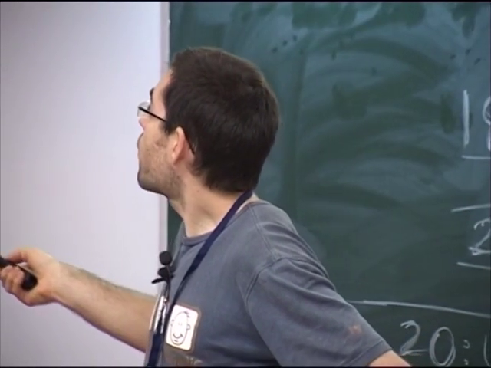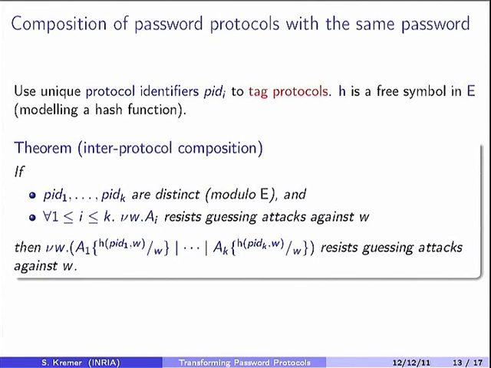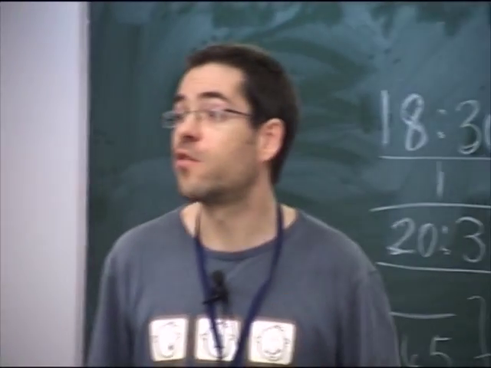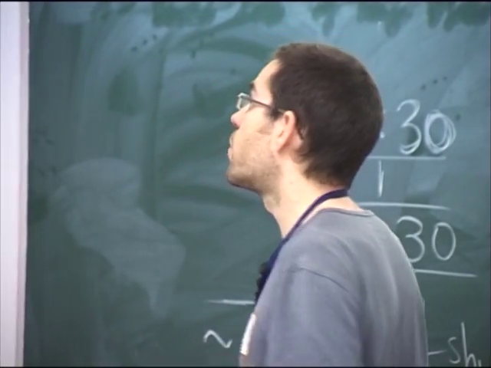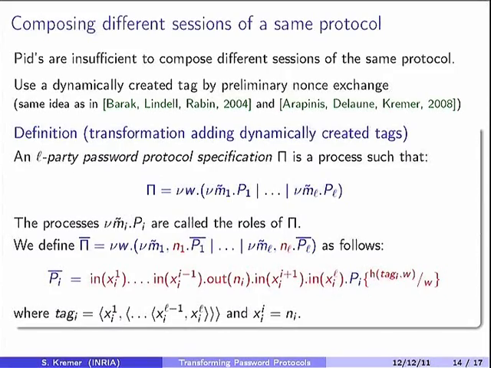And then what I'm saying is that if different protocols use different protocol identifiers, if I'm designing them with some unique name for the protocol, and if each of the protocols resists against guessing attacks on W, then I can compose them. But instead of using W each time, I'm using the hash of W and the protocol identifier. Intuitively, these protocols are now using different passwords, but they are computed from the same given password. Using these different protocol identifiers, I can add some diversity. And this now composes.